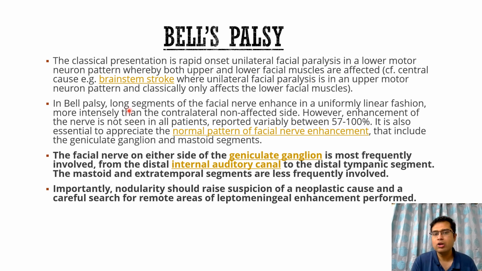On MRI, long segments of the facial nerve enhance in a uniformly linear fashion, more intensely than the contralateral non-affected side. However, the enhancement of the nerve is not seen in all patients and is reportedly variable, between 57 to 100%. It is also essential to appreciate the normal pattern of facial nerve enhancement. The facial nerve on either side of the geniculate ganglion is the most commonly involved, from the distal internal auditory canal to the distal tympanic segment. So this is very important that in our case also the distal internal auditory canal area was typically involved.